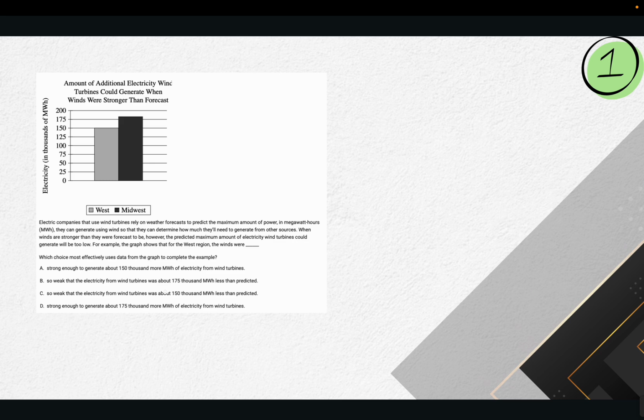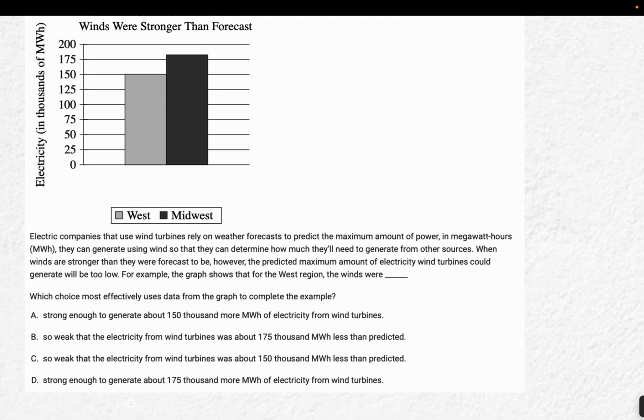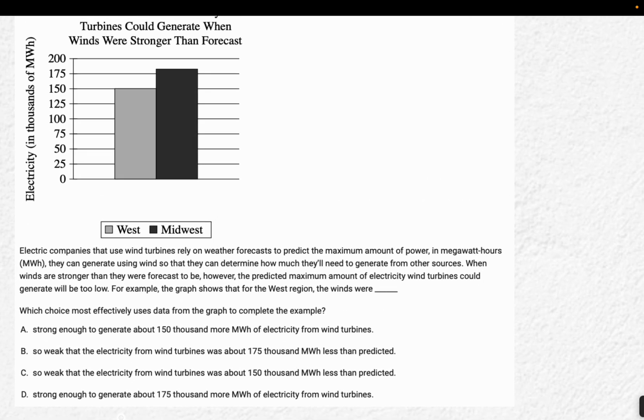Okay, 1 minute ended. So let's tell you the answer. Choice A for this question is the correct answer. Okay, so let's see why it is choice A. The claim says that when winter winds are stronger than forecasted, wind turbines can generate more energy than what is predicted.